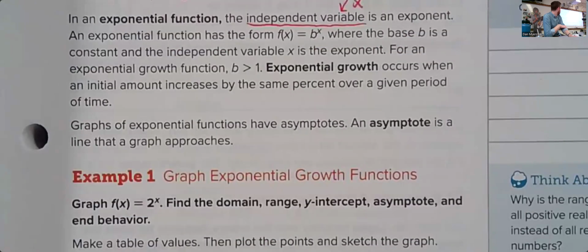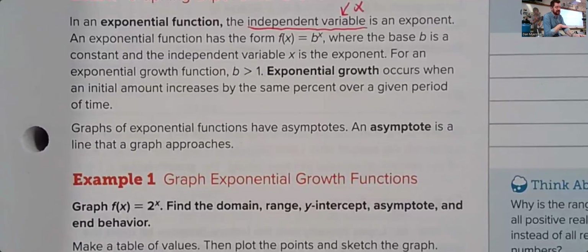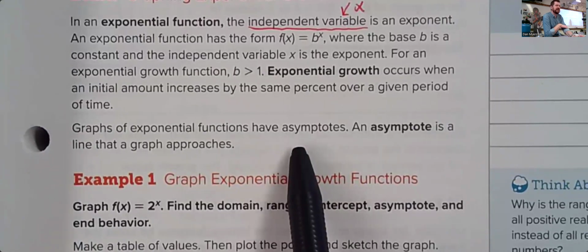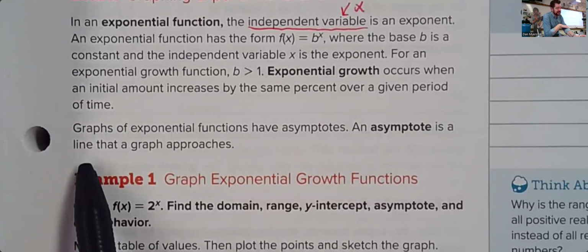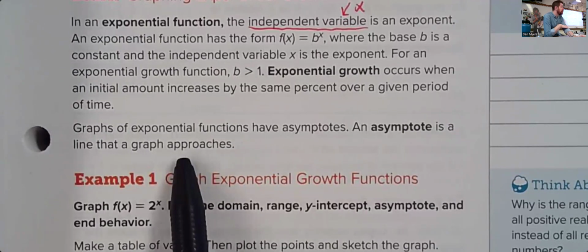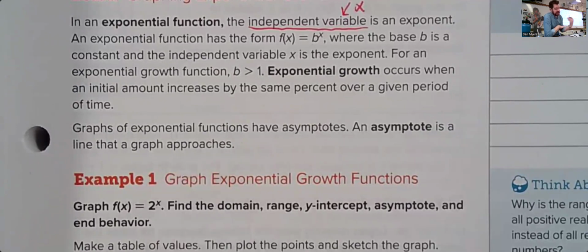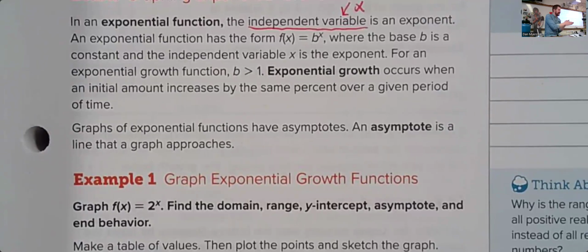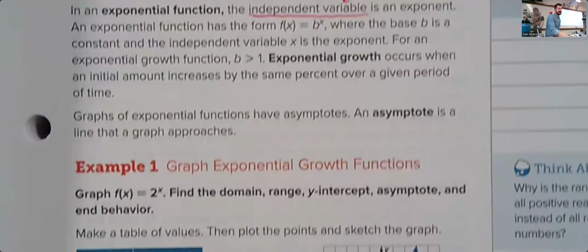Graphs of exponential functions have, this might be a new word, asymptotes. Anybody ever heard that word before? No? Okay. An asymptote is a line that a graph approaches. It approaches it, but it never reaches it, is what that means. It's basically like something can get really, really close to something, but never actually get there. The thing that it never actually gets to, but it gets infinitely close to, is called the asymptote.